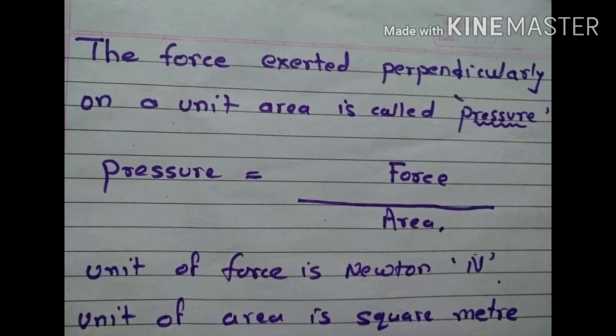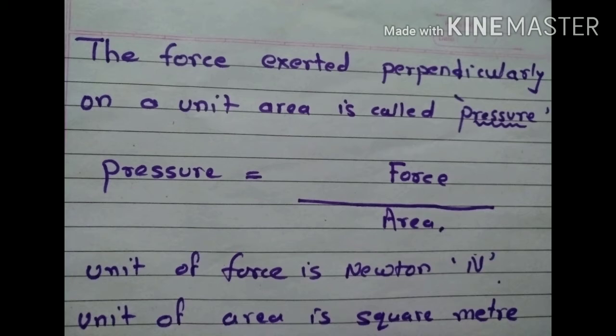As air has mass, it also exerts force. So the force exerted perpendicularly on a unit area is called pressure. It means air can exert pressure on any object. So what is pressure? Pressure is a force exerted perpendicularly on a unit area. So pressure is equal to force upon area.